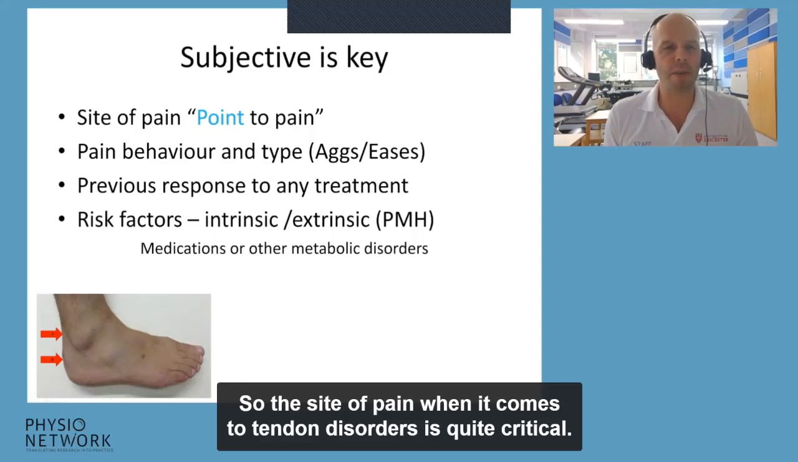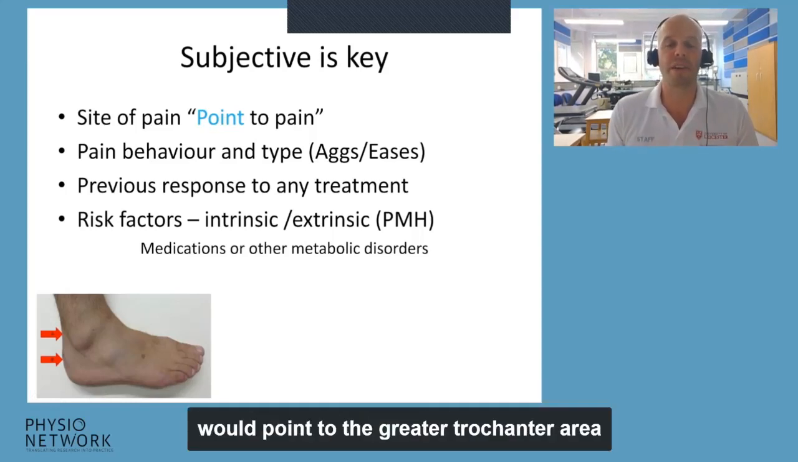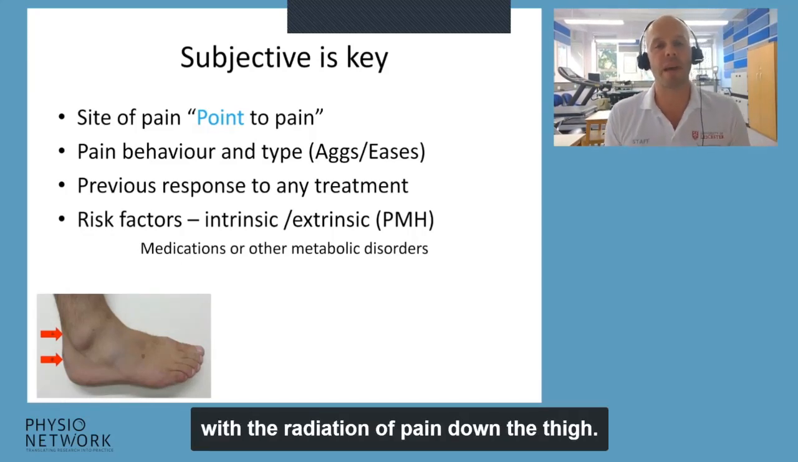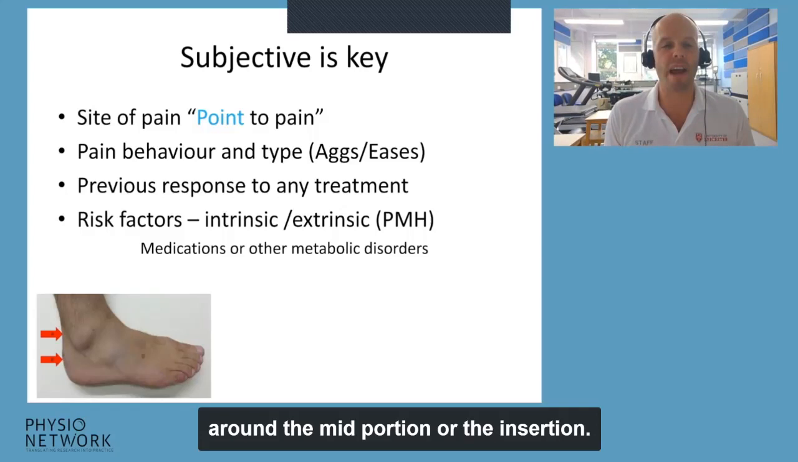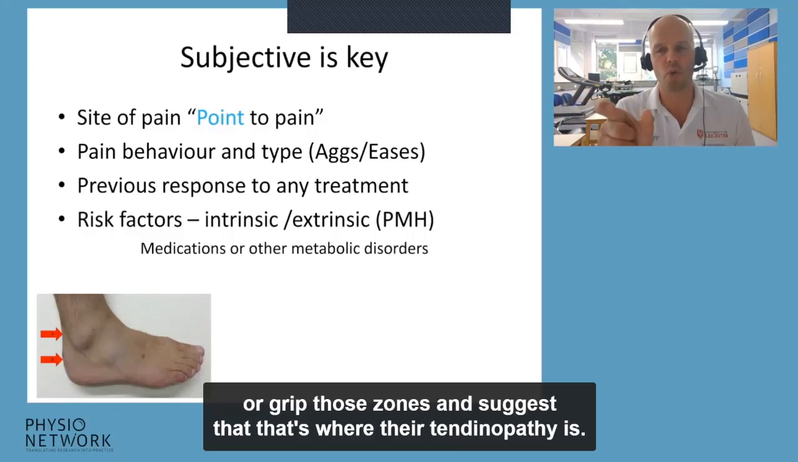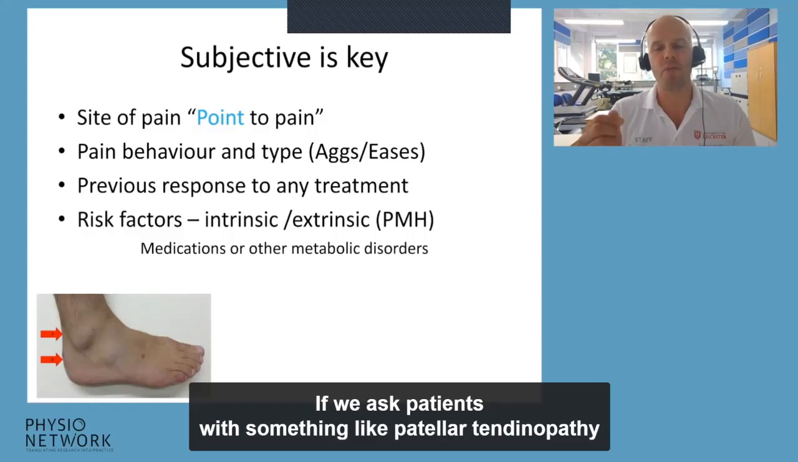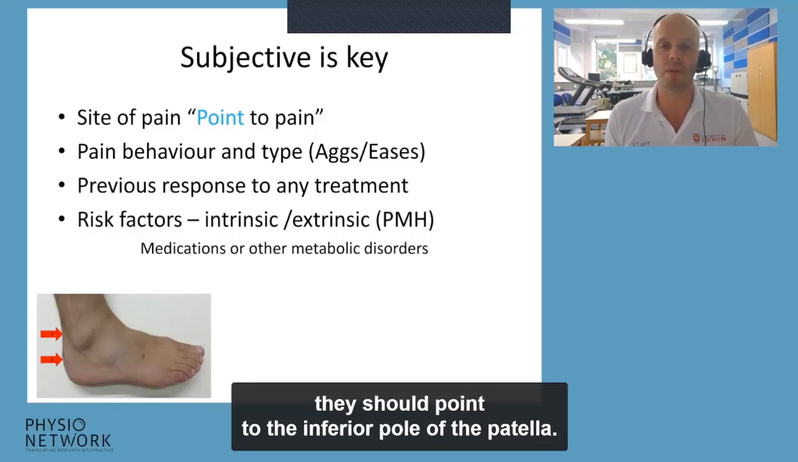So the site of pain when it comes to tendon disorders is quite critical. Most people with something like gluteal tendinopathy would point to the greater trochanter area with the radiation of pain down the thigh. When it comes to the Achilles, we may have a much more simplistic pinpoint tenderness around the mid portion or the insertion, and the patient should either point to that zone or grip those zones and suggest that that's where their tendinopathy is. If we ask patients with something like patellar tendinopathy to identify the site of most tenderness, they should point to the inferior pole of the patella.